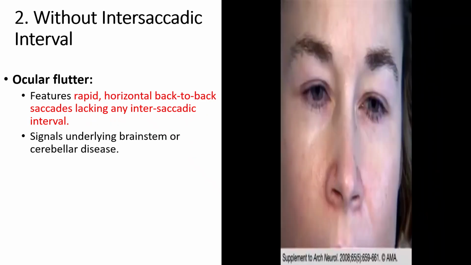The second one, the one without the intersaccadic interval, that is ocular flutter. It features rapid horizontal back-to-back saccades lacking any intersaccadic interval. It signals underlying brainstem or cerebellar disease.